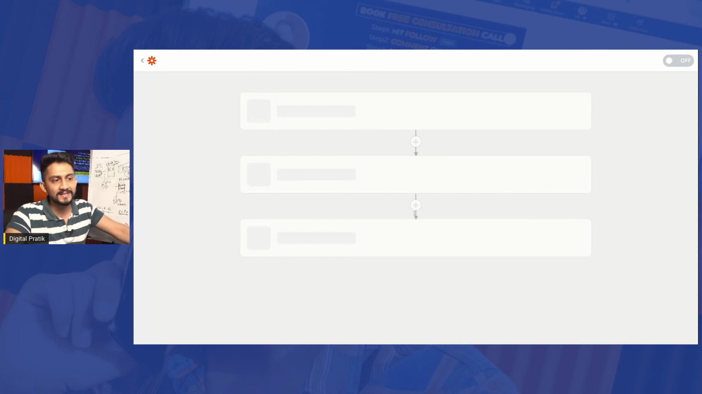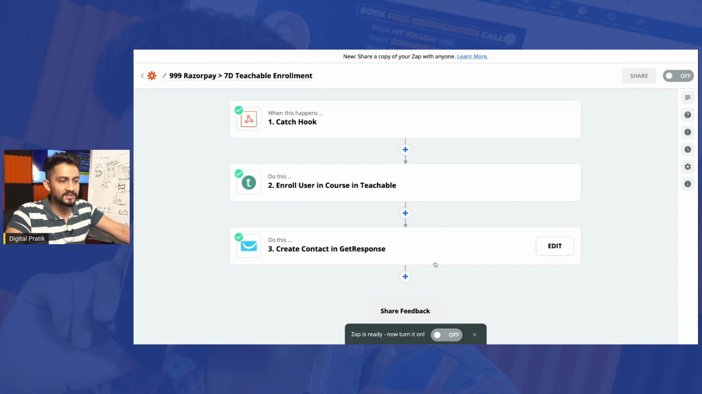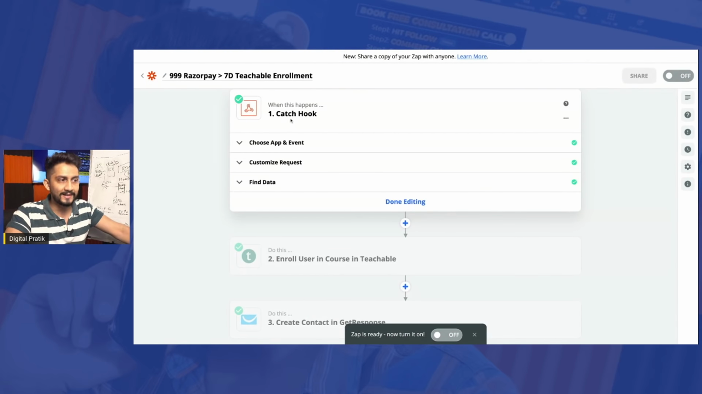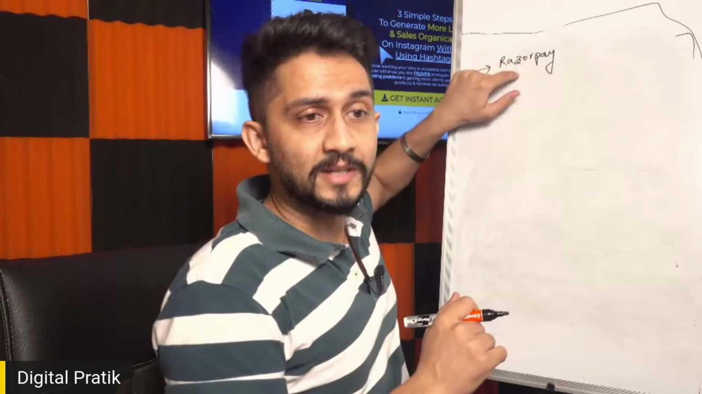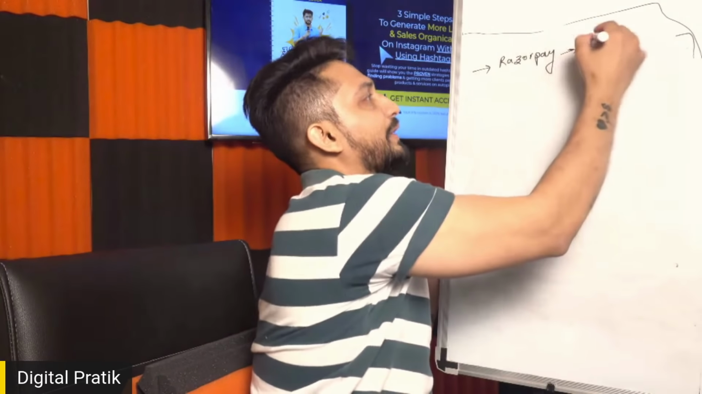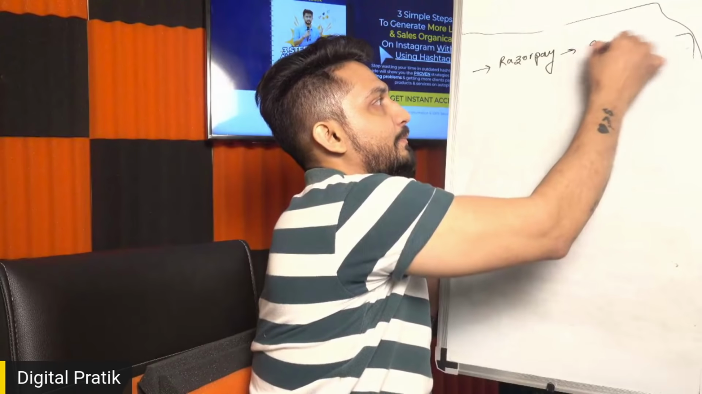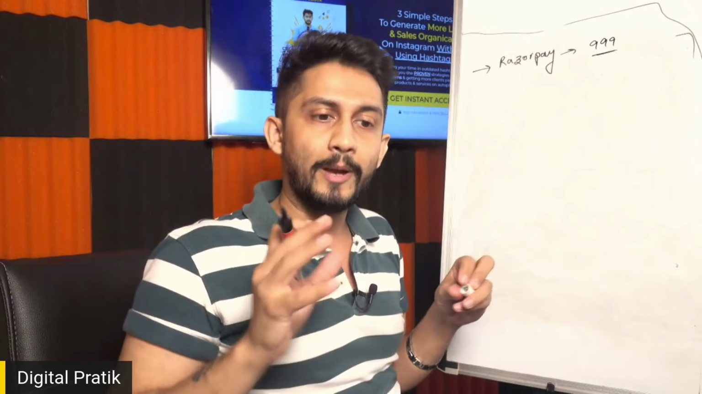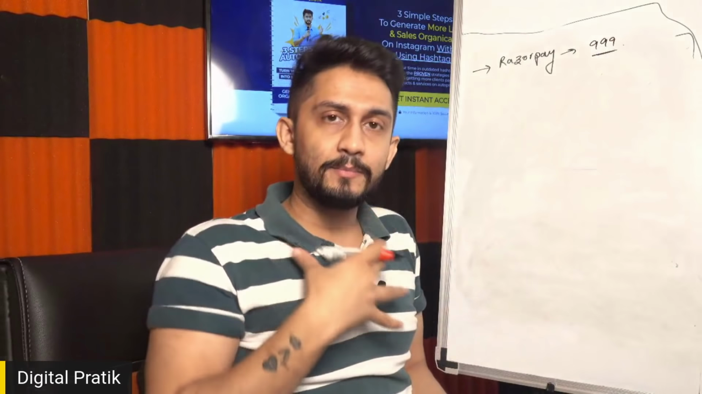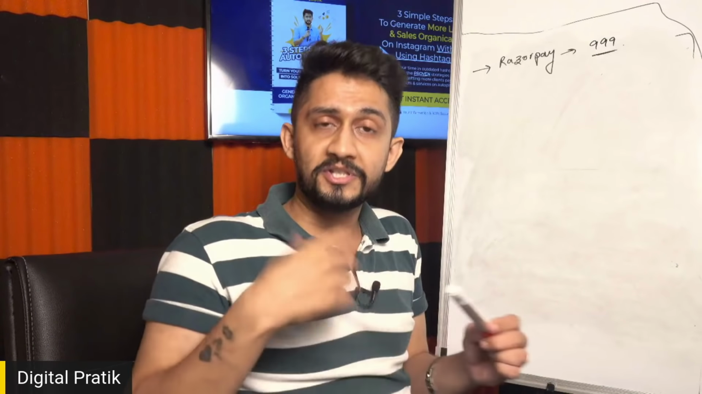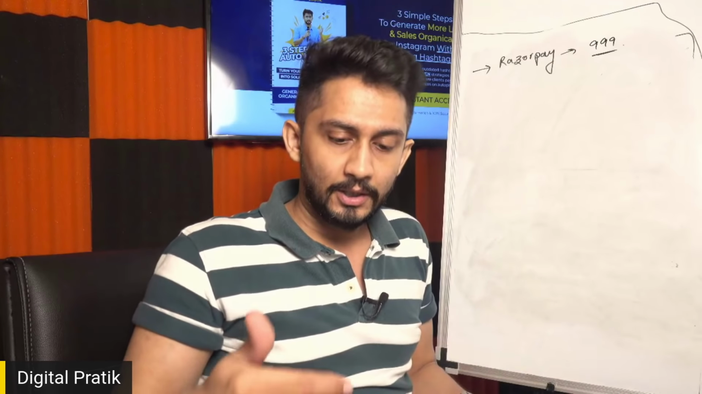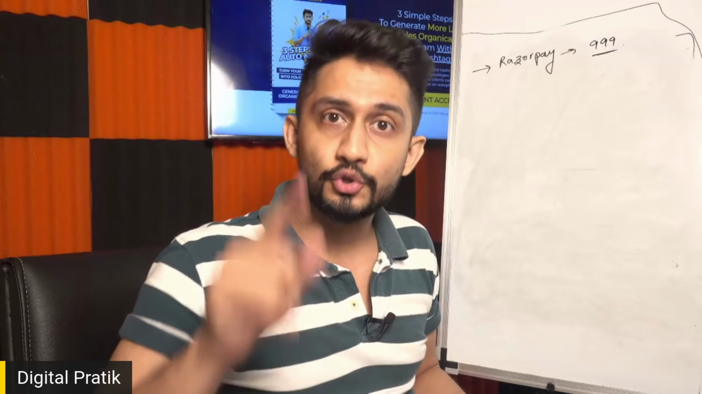This was a 3-step Zap, and the first step was catching a hook. So when somebody is making a payment on Razorpay, let's suppose 1,000 rupees or 999 rupees for this podcast roadmap challenge, then as a brand, what Digital Pratik wanted to do was to give you access to the podcast roadmap challenge.